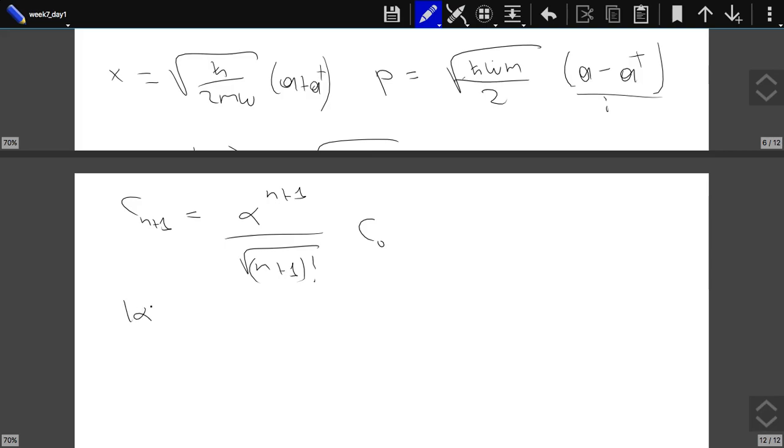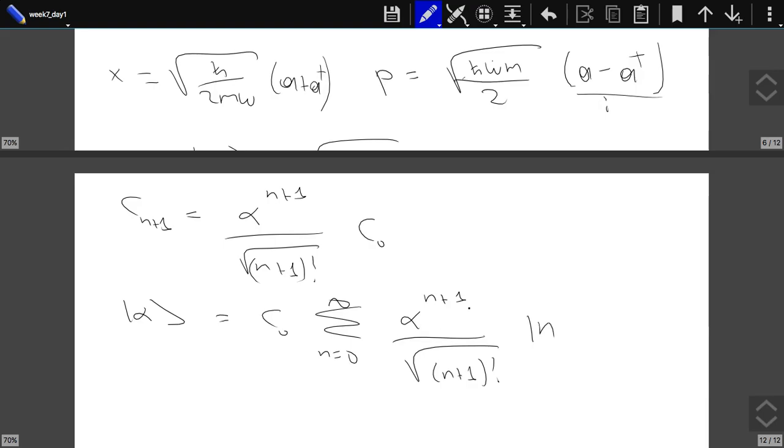And so I basically know what my alpha kets are. So these should be equal to C0, sum from n equals 0 to infinity, alpha to the n divided by square root of n factorial, multiplied with |n>. So these are my alpha kets. I constructed them, so they exist.